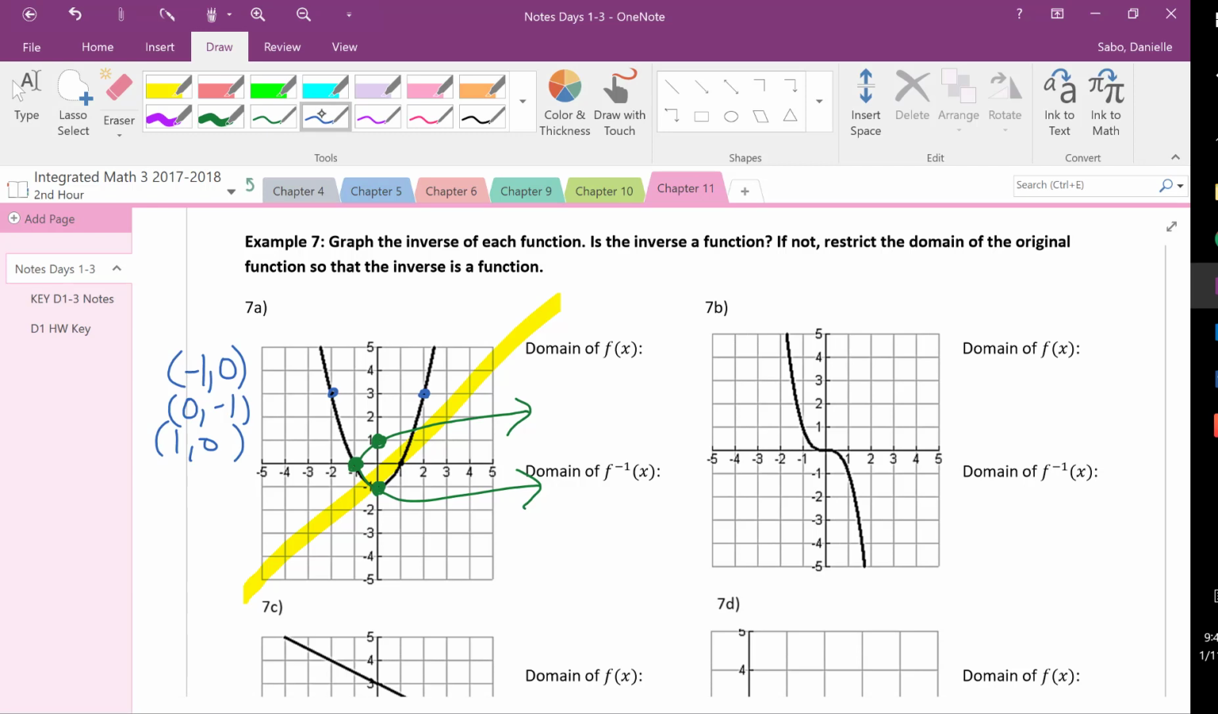I saw a lot of nods. No, it is not a function. Now I'm just going to put inverse so you know what I'm talking about. Would the original have been a function? Yes. But the inverse is not. And we know quadratics are functions. We've worked with them a lot.